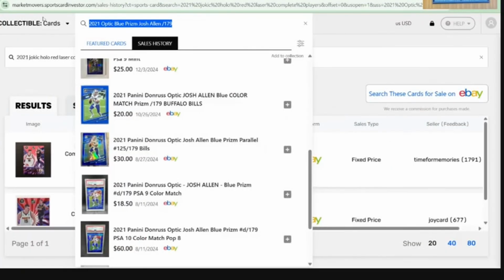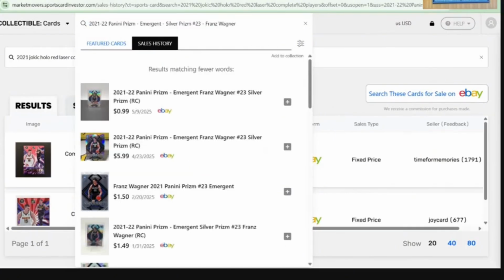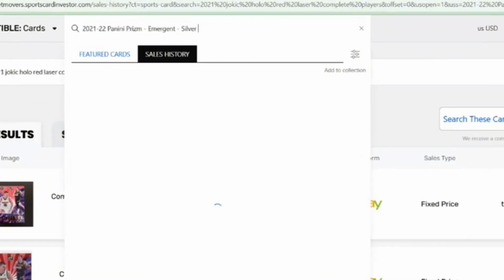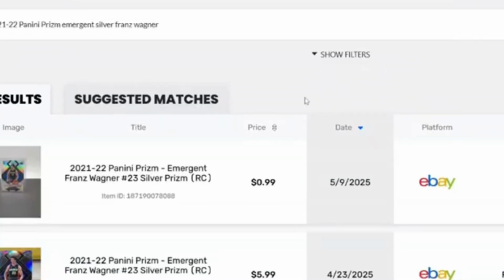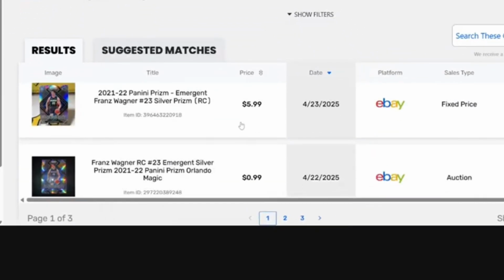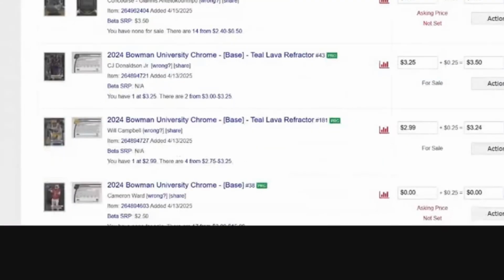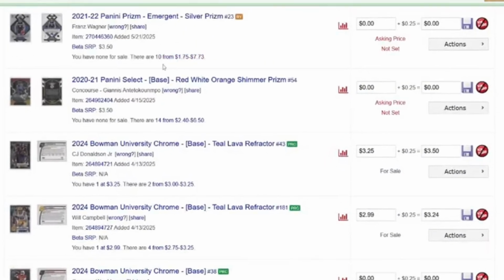And if I put this in Market Movers, I imagine it'll sell for $1.99 plus whatever shipping is. So I just got rid of all of that. I don't know why I did that. It's because I'm rushing. Franz Wagner. All right, 99 cents. So I will put this one, if there's 10 starting from $1.75, let me see if I can entice someone.